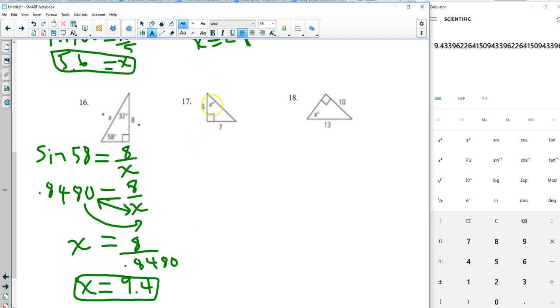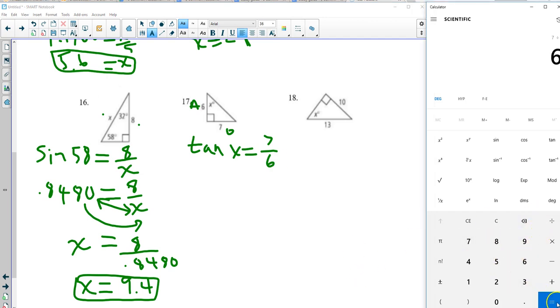In this case here, we're looking for an angle, so eventually we're going to use some kind of inverse. For this angle, this side is opposite, that side is adjacent. So the only opportunity we have is using tangent, because we have opposite and adjacent. So tangent of x has to equal opposite, which is 7, over adjacent, which is 6. So 7 divided by 6 equals 1 point.